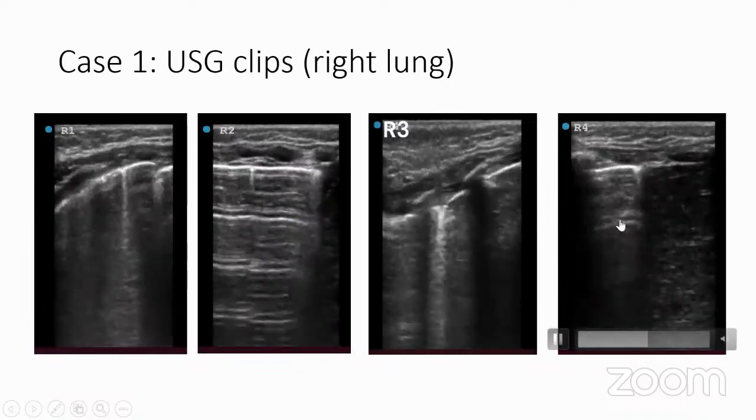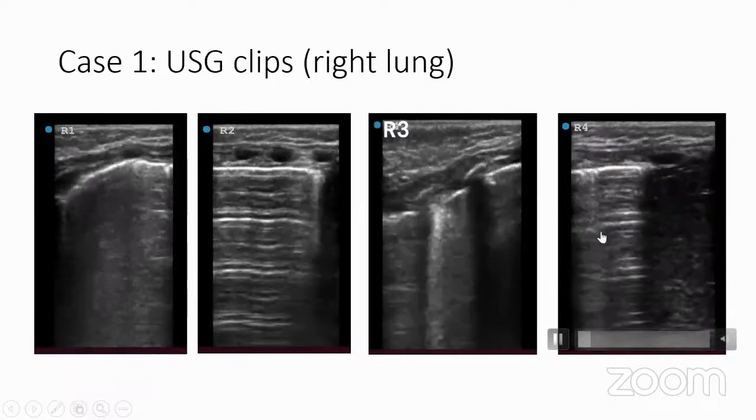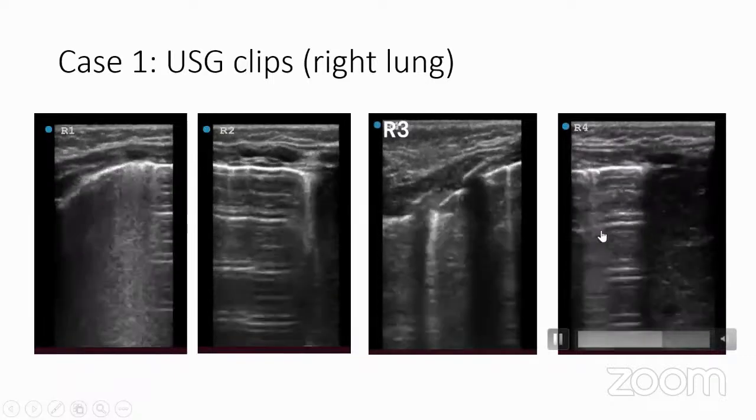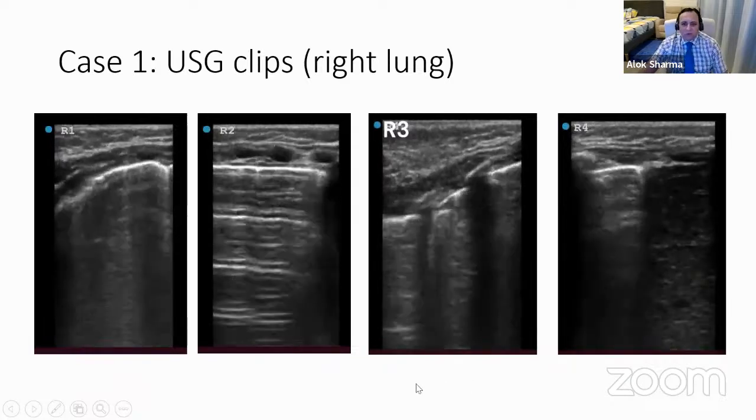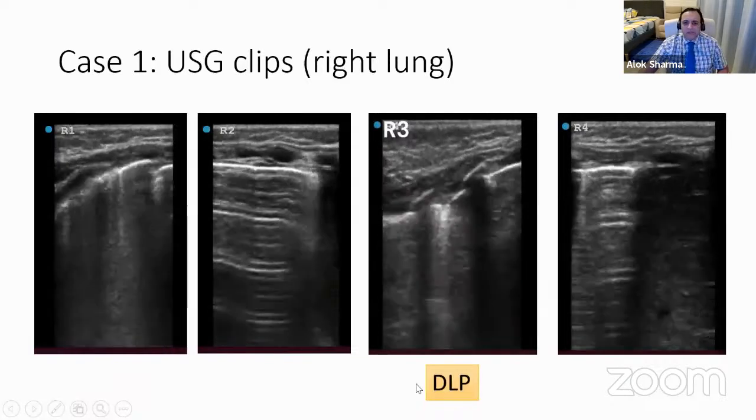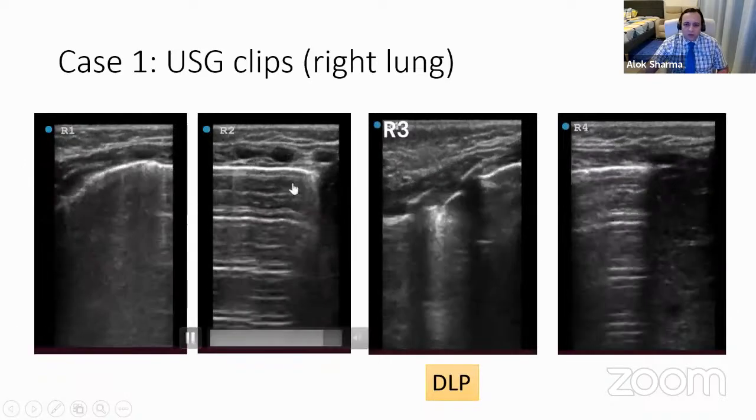And in the R4 image, I can see well aerated lung, and this is a complete A profile, according to me. Okay. So again, R2 and R4 look like complete A profiles, total sliding. You have some comet tails in R3, R2 and R4.